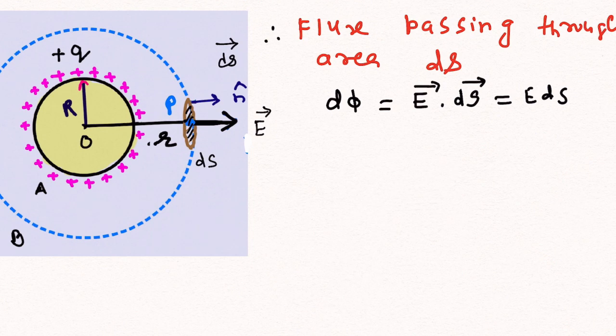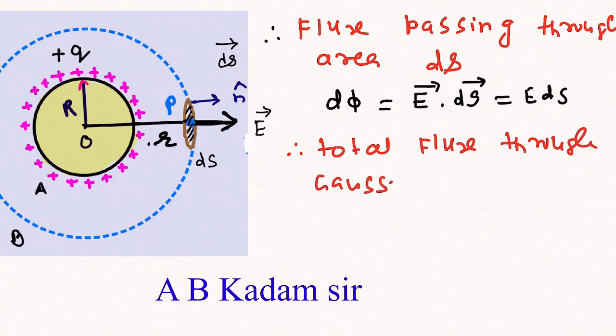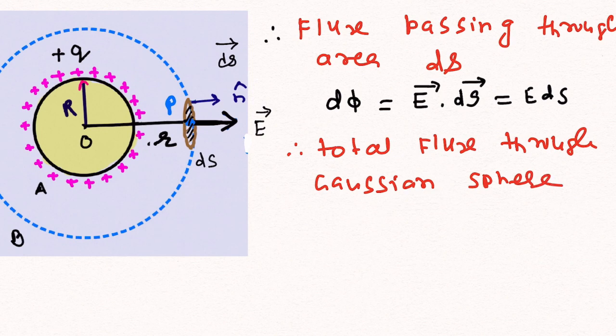Now, what is the flux passing through the entire closed surface? If we consider small areas ds on the sphere, a large number of small elements ds, then the flux passing through all these ds is obtained by integrating the above equation. Therefore, total flux through the Gaussian sphere, phi equal to closed integration of d phi. Put the value of d phi, E ds.